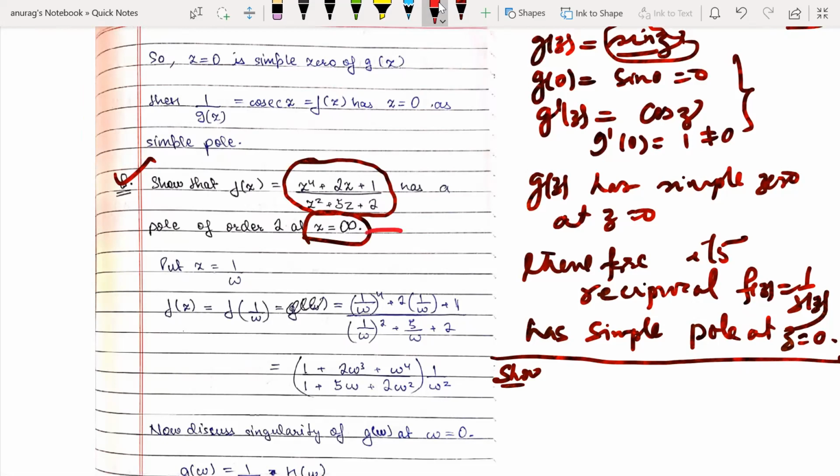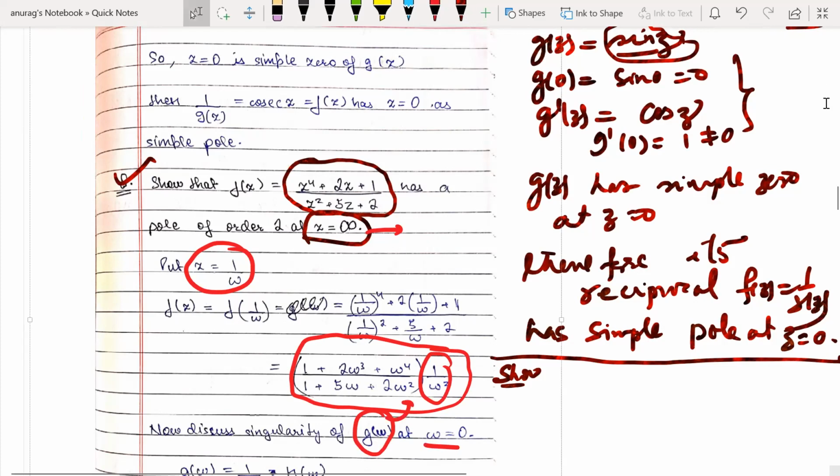Now, I told you the way, just replace z equal to 1 by w. So f(z) equals f(1 by w). So z equal to 1 by w: (1 by w) to the power 4 plus 2 (1 by w) plus 1, upon (1 by w) square plus 5 by w plus 2. Simplified, this function is (1 plus 2w cube plus w to the power 4) upon (1 plus 5w plus 2w square) times 1 upon w square. Call it a new function g(w). And now our aim is to check the singularity at w equal to 0.